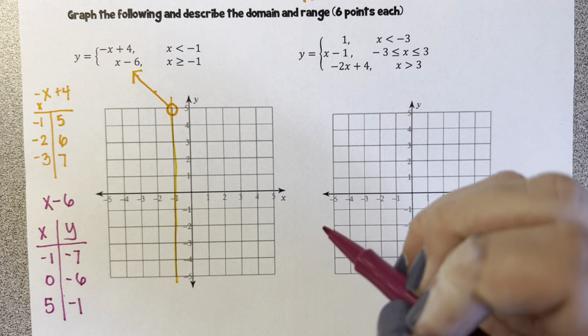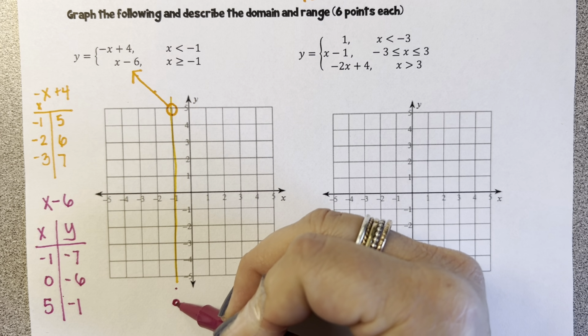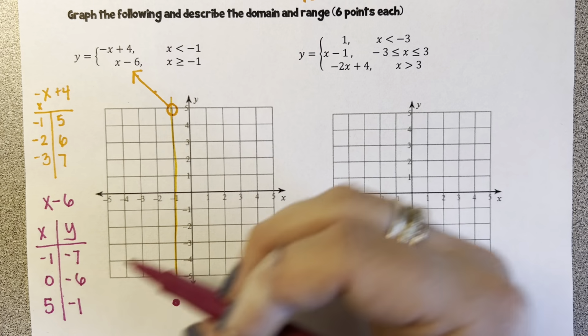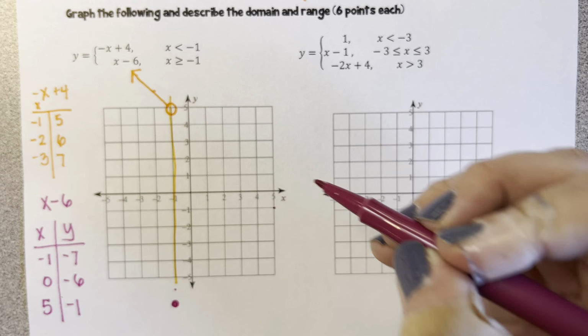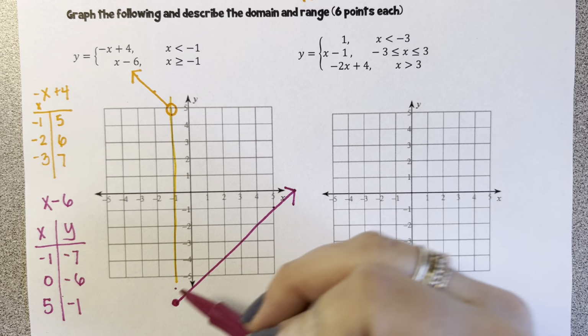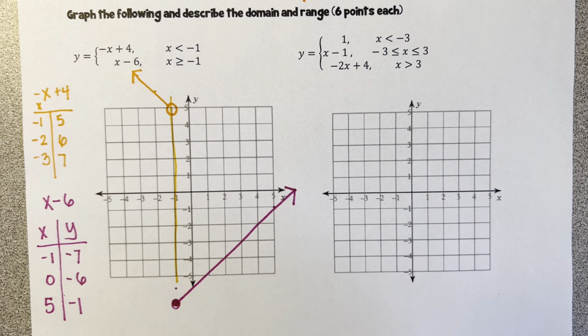So 5, 6, 7, closed circle because it has the equal to, right? And I'm just going to come over here to 5, -1. I'm going to connect them. Okay, that would be my graph.